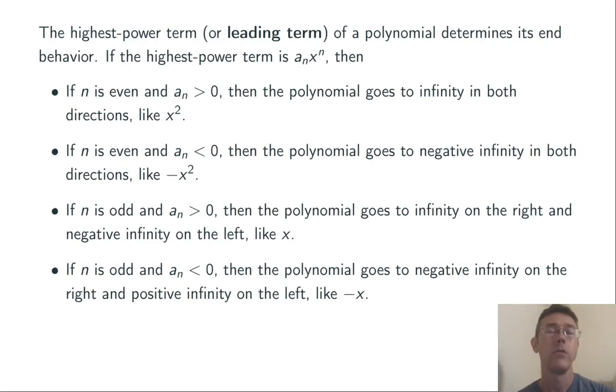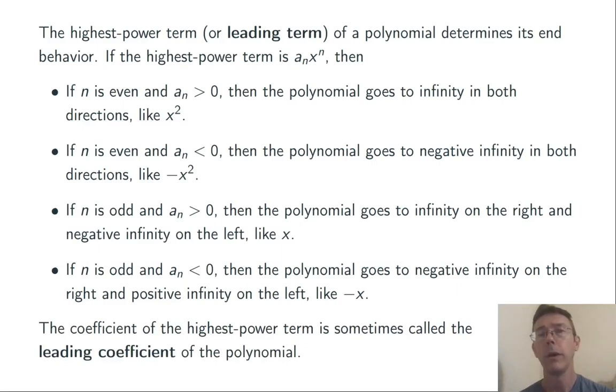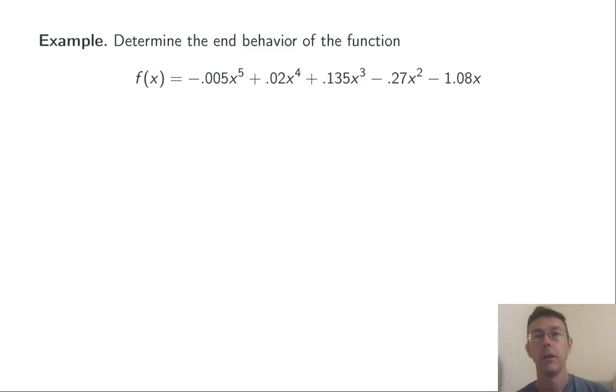By the way, notice that this is talking about end behavior only. What happens when x gets very, very large in absolute value? We're not saying anything about what the function is doing closer to 0. By the way, the a sub n, the coefficient in that highest power term, sometimes gets called the leading coefficient of the polynomial. Let's conclude with a short example.